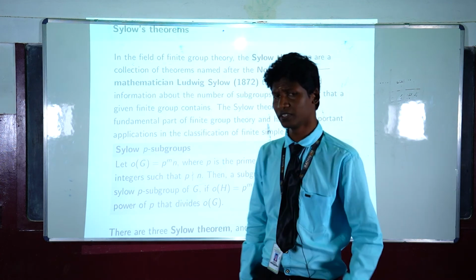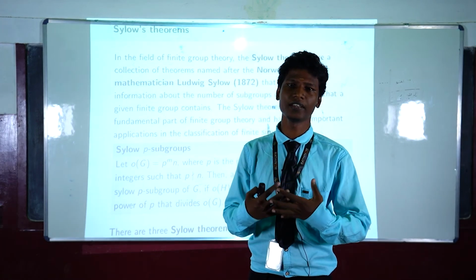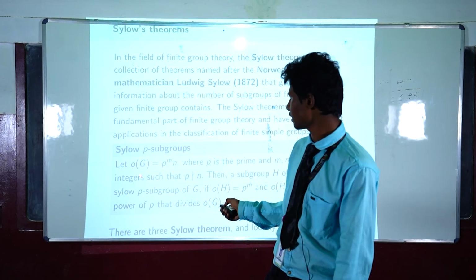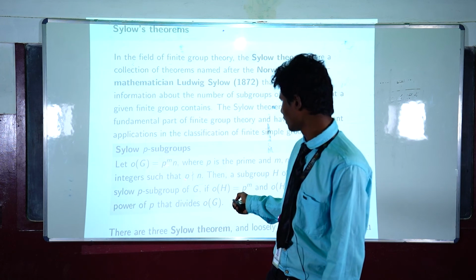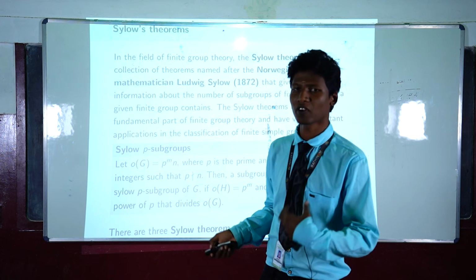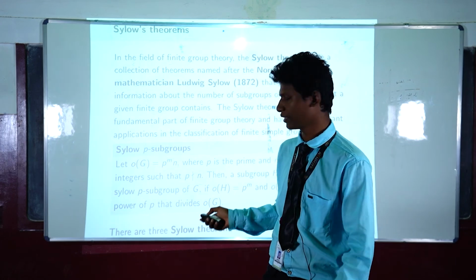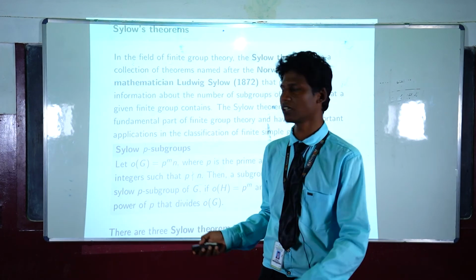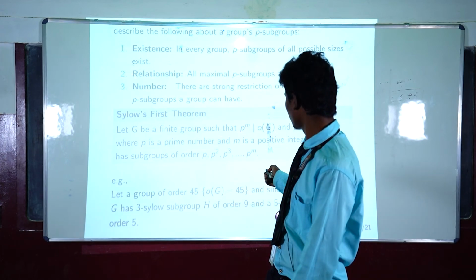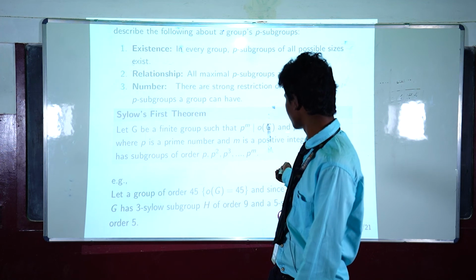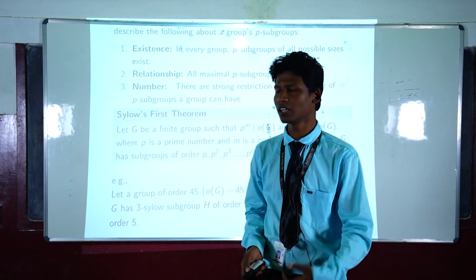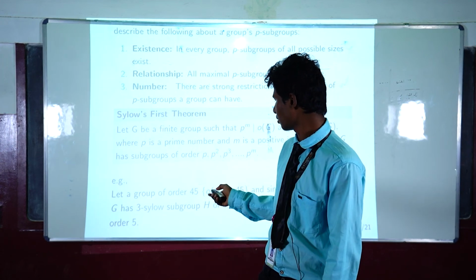And Sylow's theorem is an important one, in NET exams and GATE exams. So what does Sylow's theorem say? The order of G equal to p power alpha times m, where p power alpha divides the order of G, but p power alpha plus 1 doesn't divide the order of G. That will be called a p-Sylow subgroup. So here p power alpha divides order of G, but p power alpha plus 1 doesn't divide order of G. This is called the first Sylow theorem.